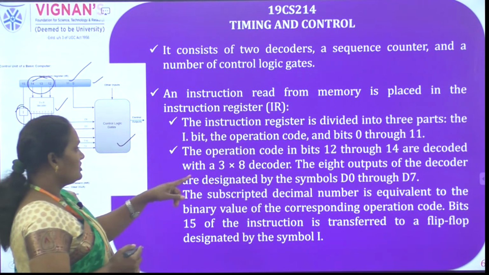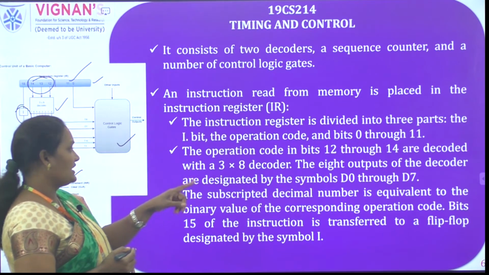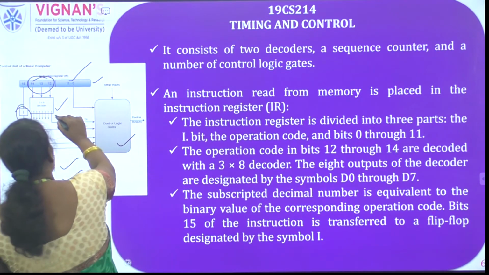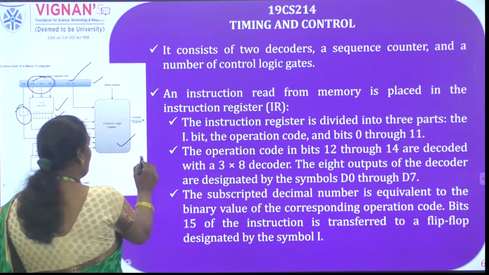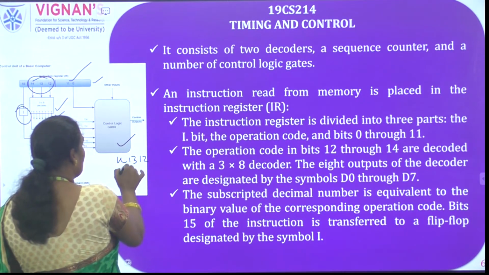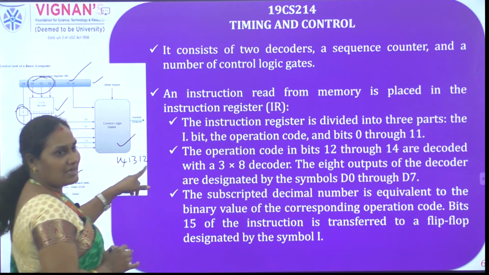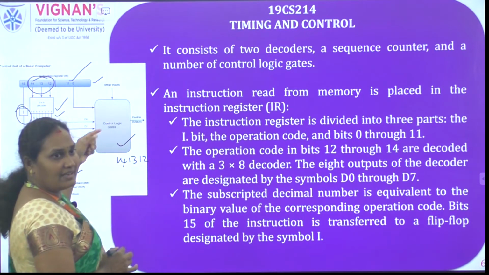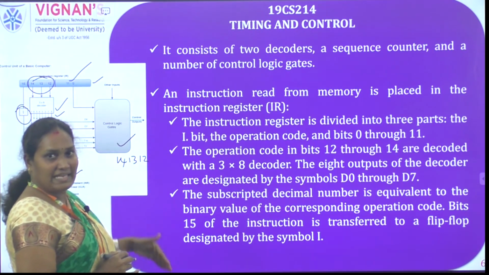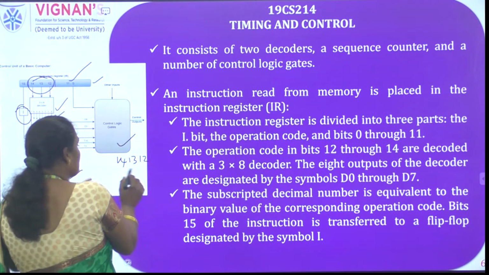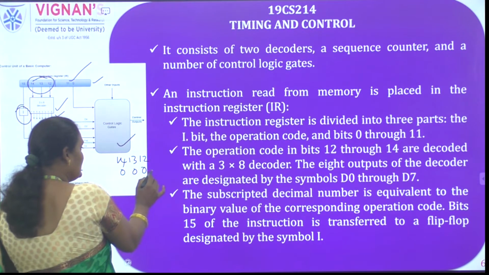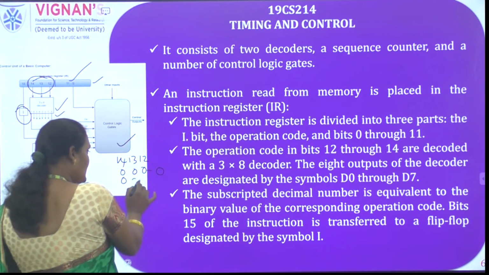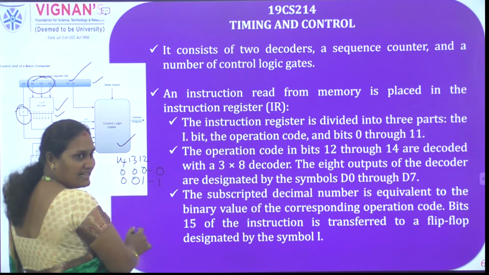The operation code in bits 12 to 14 is decoded using a 3x8 decoder. These 3 bits are passed to the 3x8 decoder and they are decoded as 8 values. Now here, what are those 8 values? Suppose for example, these 3 bits are 0, 0, 0. They are decoded as 0. If these 3 bits are 0, 0, 1, they are decoded as 1.